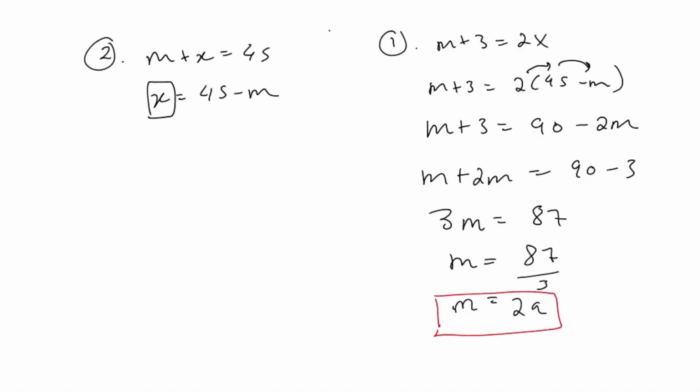So you can write like this. So you can be like, Marcus has 29 video games.